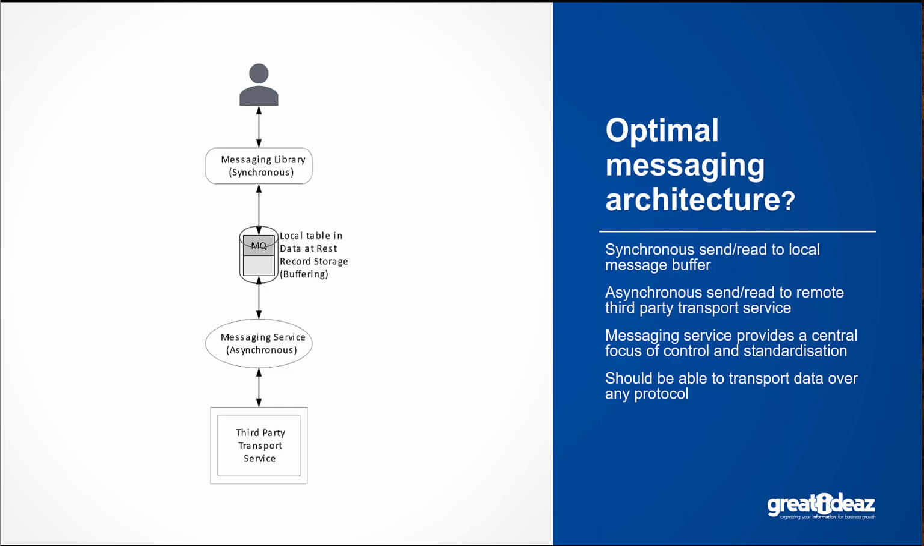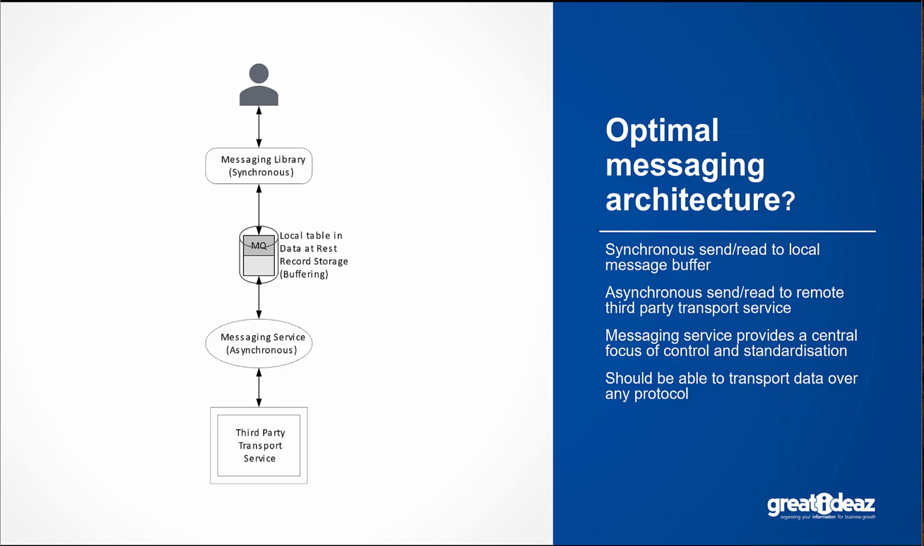Now, the second part of my message architecture is my messaging service, this asynchronous service that's running in the background. What that asynchronous service is doing is taking the buffered messages out of my local table, which must exist and must be easily available to my local messaging service. Because again, if my data at rest record storage was not available, my messaging services would not be able to run at all. So my messaging service in this particular case is going to read a message from my local table, and it will then be responsible for making an asynchronous connection to my third-party transport service, and it will push that message into the third-party transfer service, and it will be responsible for all of the message patterns.